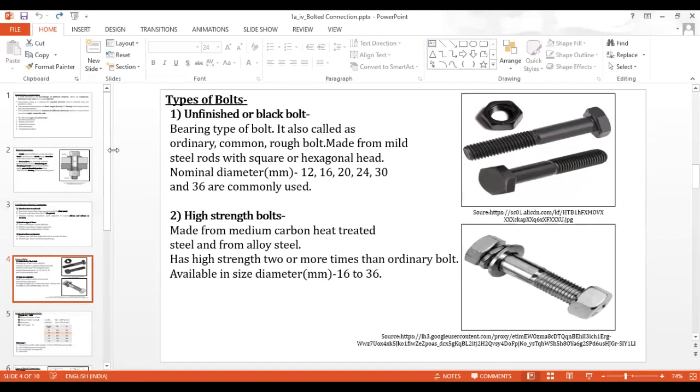Then comes the high strength bolts. They are made from medium carbon heat treatment steel and from alloy steel. It has high strength, 2 or more times than the ordinary bolt. They are available in sizes from diameter 16 mm to 36 mm. Now, if you look at the diagram, we can easily identify which one is the black bolt and which one is the high strength bolt.